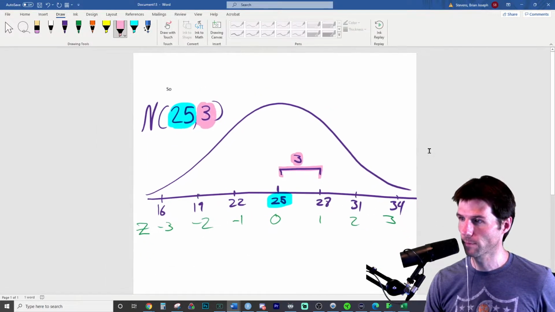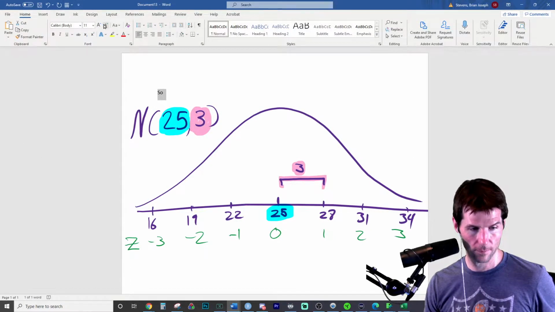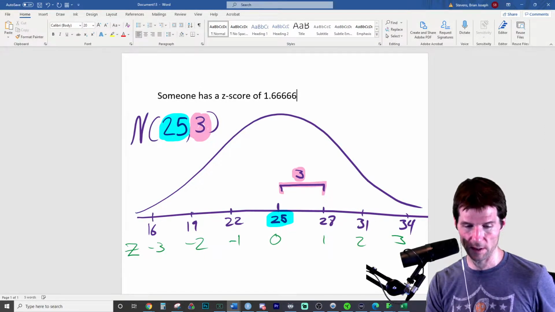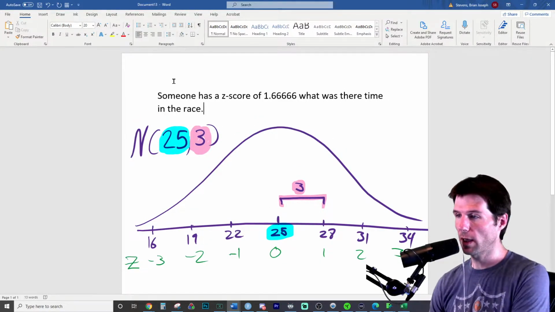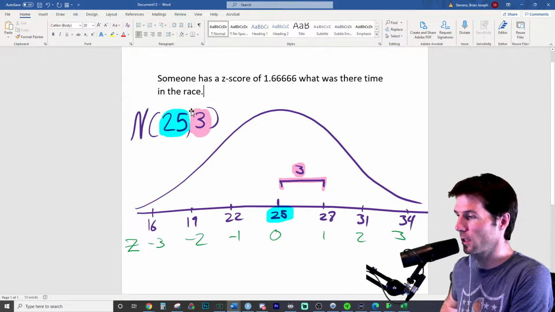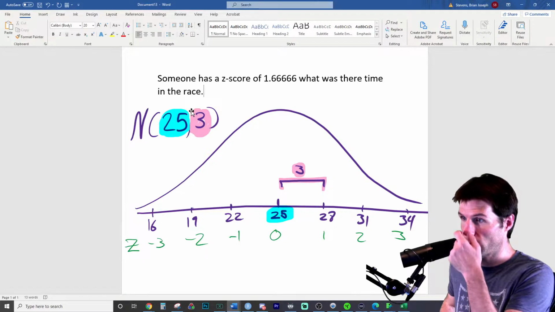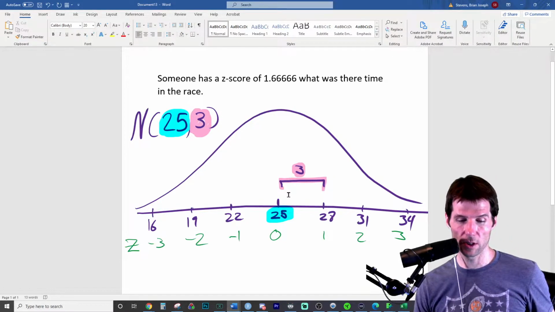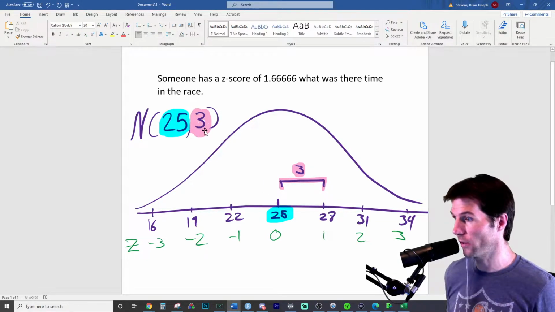Someone has a z-score of 1.66666. What was their time in the race? So you can kind of see the answer down here. You should have a good guess of it. But if that is their z-score, then that's how many standard deviations they are above the mean. You are correct. Great job, Tiffany, right there. Because you can actually just multiply that by the standard deviation. Because think about that. That's how many standard deviations they are above the mean.